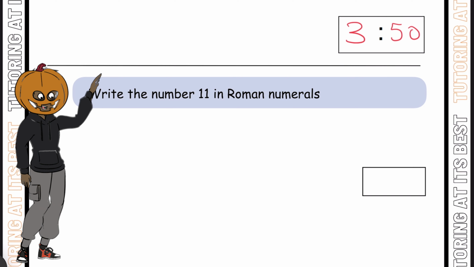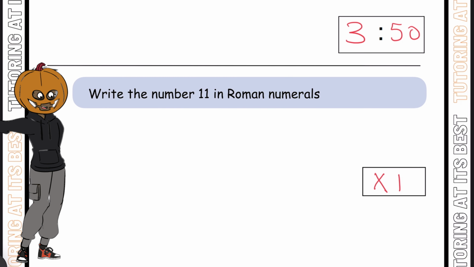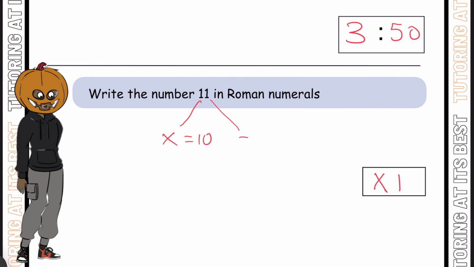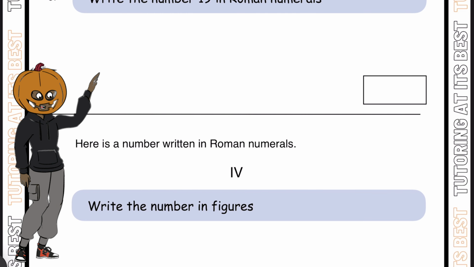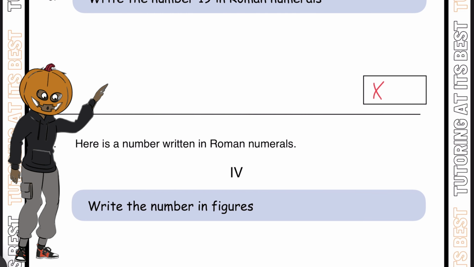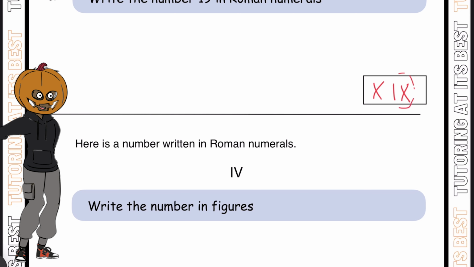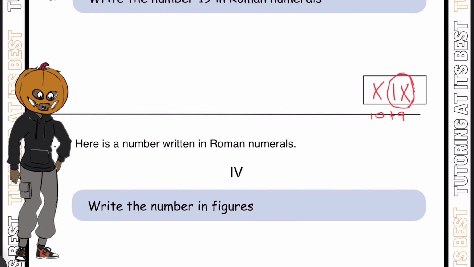Beautiful. Okay, and the number 11, again we'll have X and I, where X equals 10 and I equals 1. Okay, question 6, the number 19. So we'll have X, which is 10, but then we'll have I and X, because that is your 9. So don't forget that, 9 and 10, and you add it.